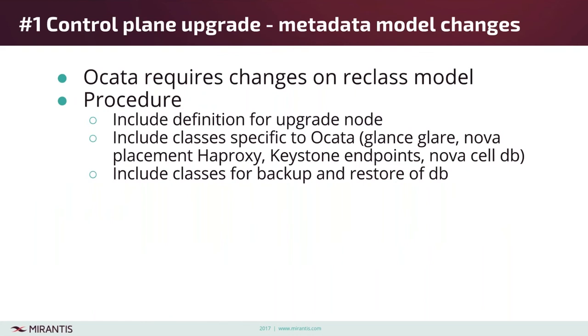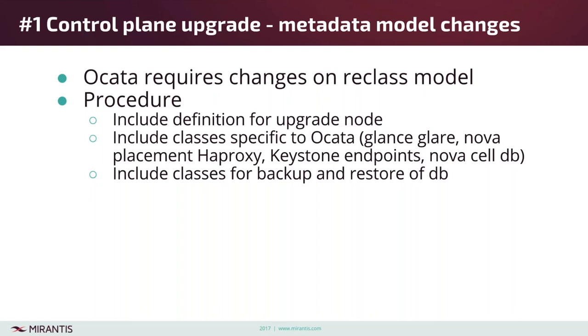So moving forward, the first step is going to be to change the metadata model to give it the definitions that are needed for it to trigger an upgrade. That can also include things like release-specific metadata classes. In this case, there are going to be things around Glare for Glance, the Nova placement API, new Keystone endpoints, obviously for that new API, and then a Nova cell database.